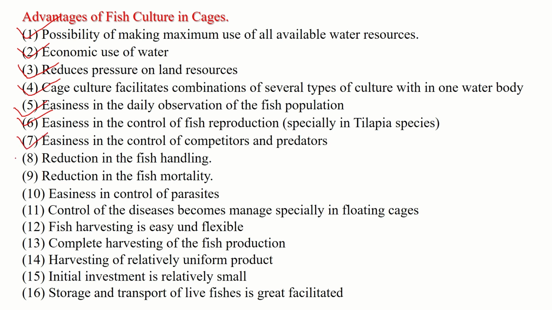Next one, reduction in fish handling, reduction in fish mortality, easiness in control of parasites, and diseases become manageable, especially in floating cages. Next one, fish harvesting is easy and flexible. Complete harvesting of the fish production, harvesting of relatively uniform products. Initial investment is relatively small, and storage and transport of live fishes is a great facility.